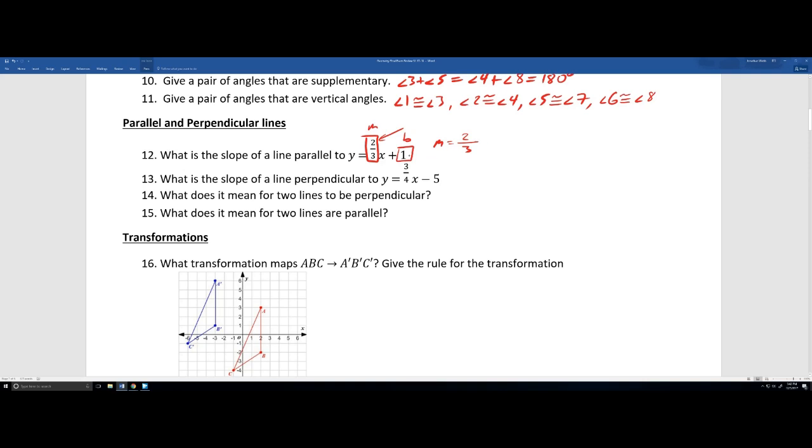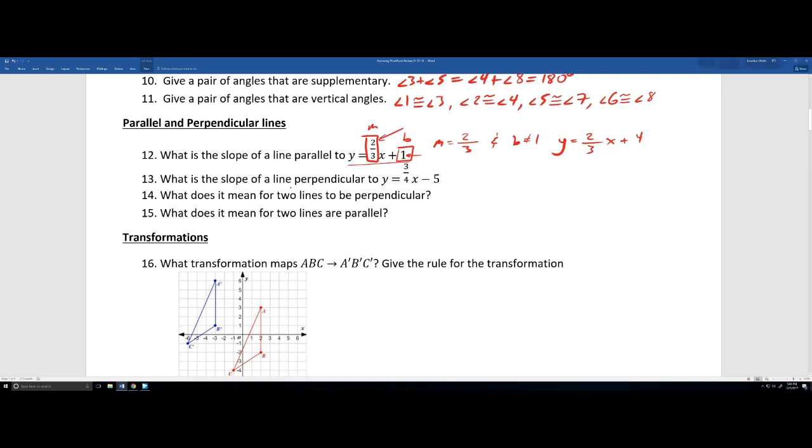Notice though, you do need a slightly different b value. Otherwise, that would be coincident. They'd be the exact same line. And that's not technically parallel because by definition, parallel lines never intersect. So your b would have to be any other number that's not positive 1. So just be aware of that if you were ever to write an equation. For example, y equals 2/3 x plus 4. That would be an equation that's parallel to the equation that we had.